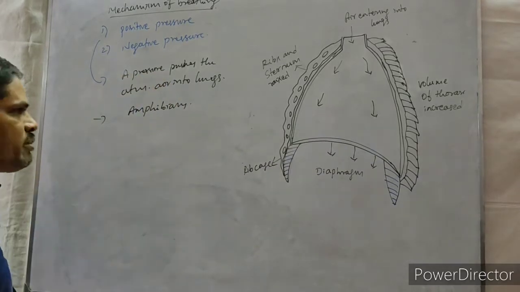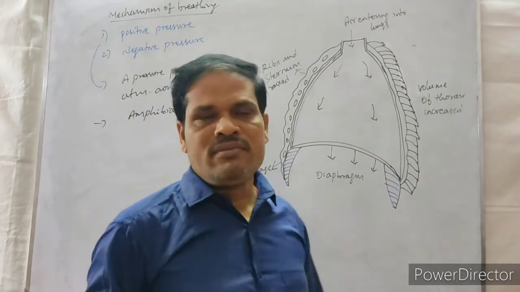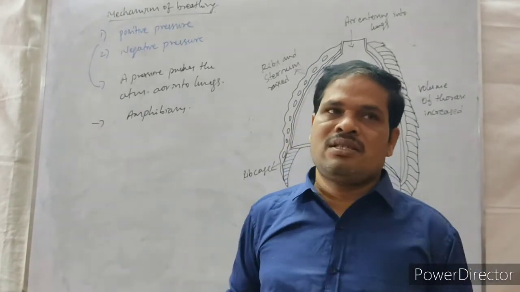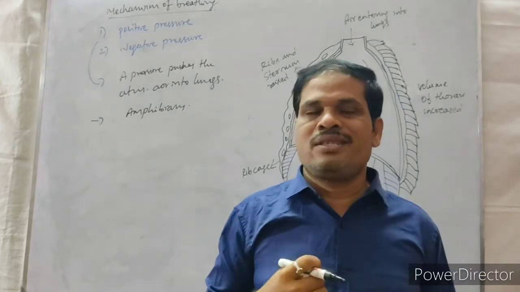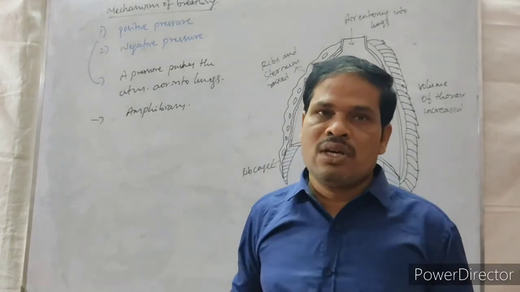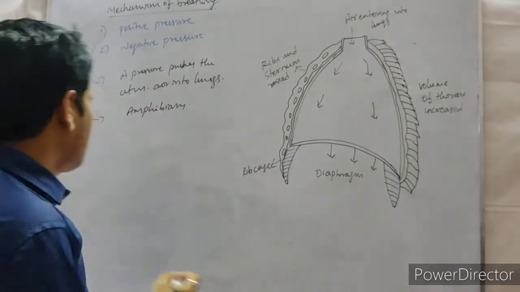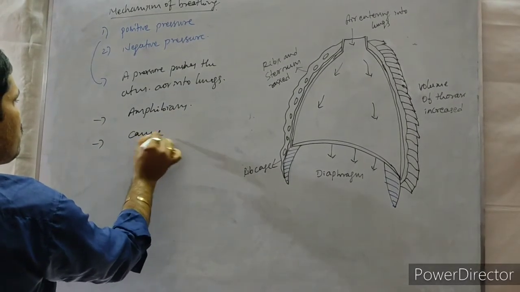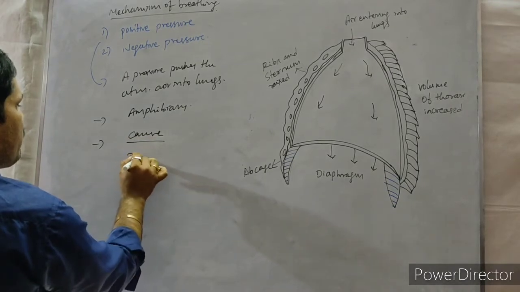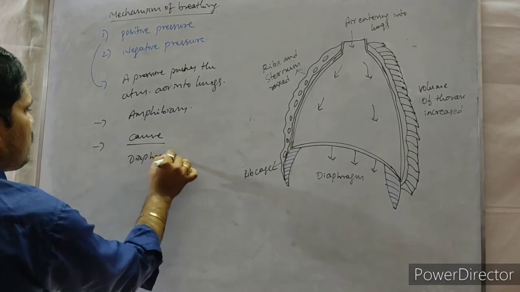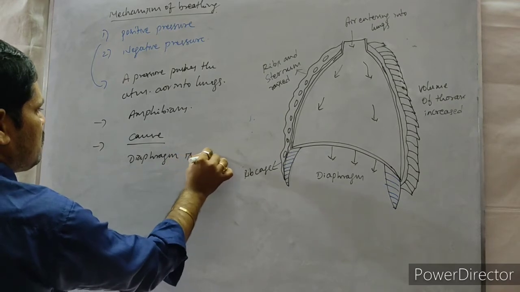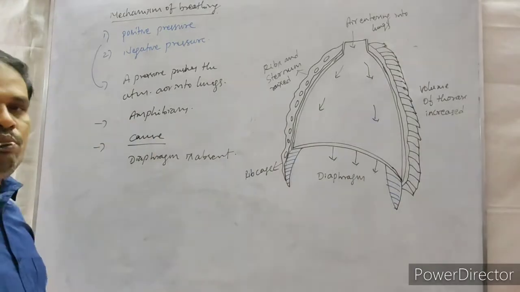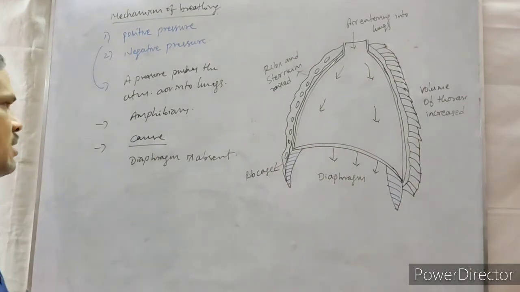Why do we observe this kind of pressure? Due to the absence of the diaphragm in amphibians, external positive pressure is needed to push the air into the lungs. So the cause of positive pressure is that the diaphragm is absent. Due to the absence of the diaphragm in these animals, positive pressure pushes the air from the atmosphere into the lungs.